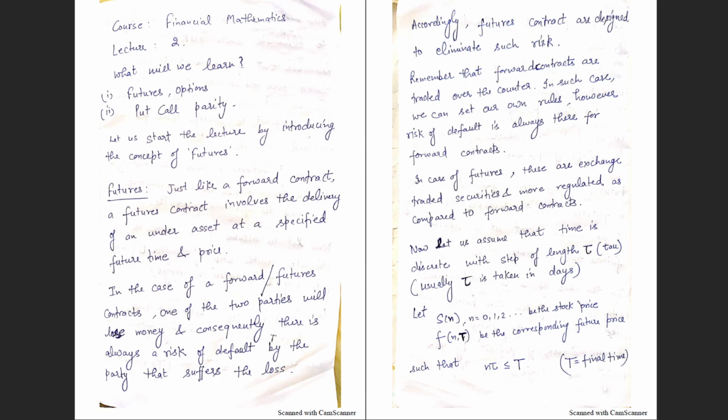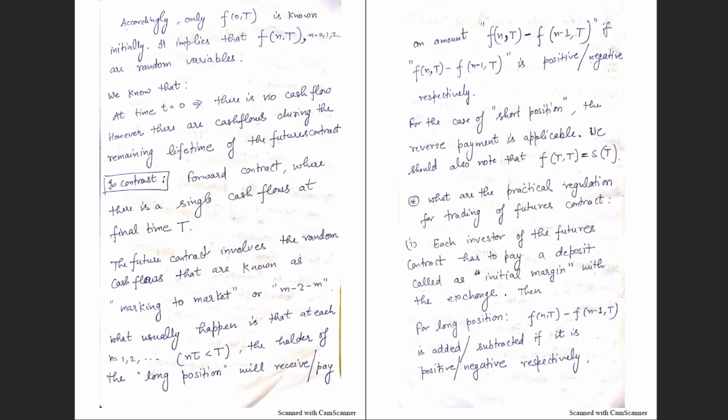I'll explain it. On this third page of your lecture 2 PDF, only f of 0 T is known, of course, because you know what your futures price is at time t equals 0. But what about the other futures prices, for n equals 1, n equals 2, n equals 3 and so on? You don't know. So these are random variables. Technically, the difference that I have written on page number 3 of lecture 2 is that at time t equals 0 there is no cash flow.